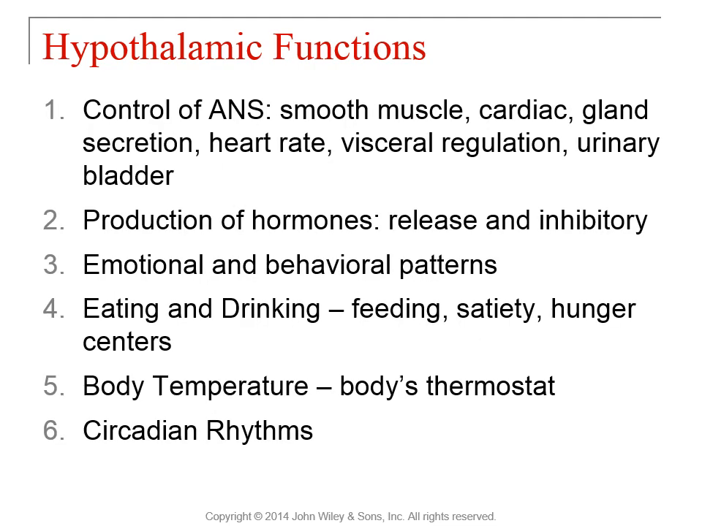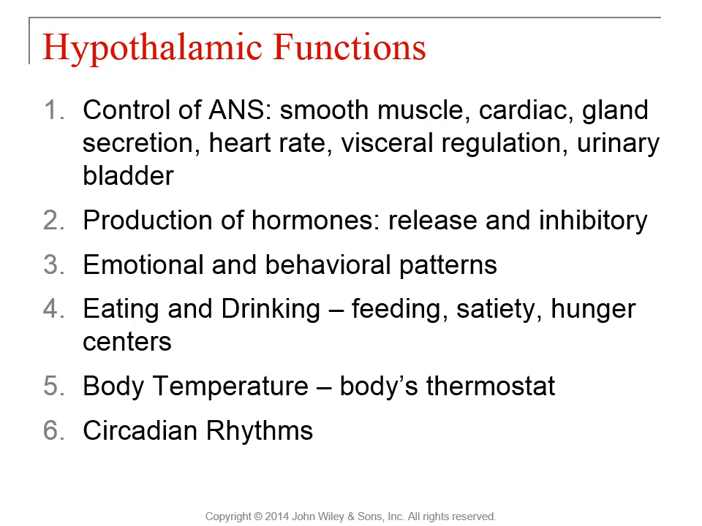So as we know, the hypothalamus has a bunch of different functions with the autonomic nervous system. It controls smooth muscle, cardiac, gland secretion, heart rate, visceral regulation, and the urinary bladder, up to the point where it's going to release urine. Naturally, we know there is an external urethral sphincter that allows the actual flow. So this is where the internal urinary sphincter is going to be fighting against you, especially if you have a full bladder.